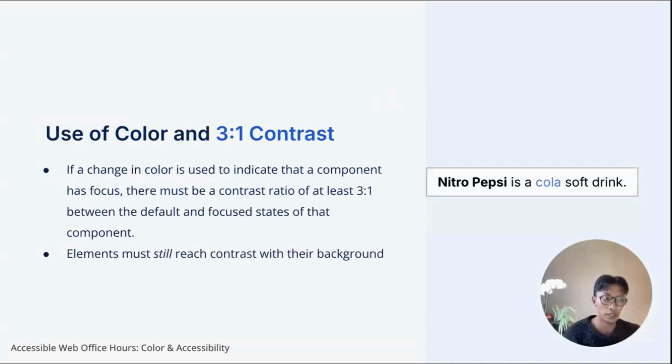So an example here, the text cola is a link and its link color is blue and it's surrounded by black text. So although it passes the use of color criteria because it reaches a 3:1 contrast ratio against the surrounding black text, the blue text by itself actually fails to reach the 4.5:1 contrast ratio against the white background. So we just want to ensure that the text elements still reach the appropriate contrast requirements regardless of the use of color failure as well.